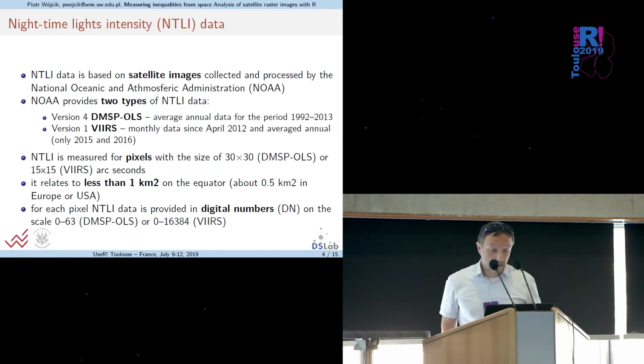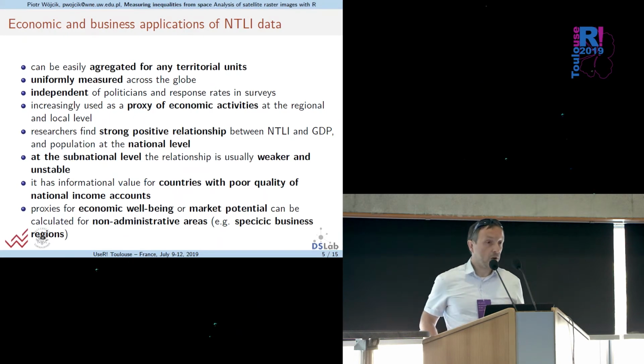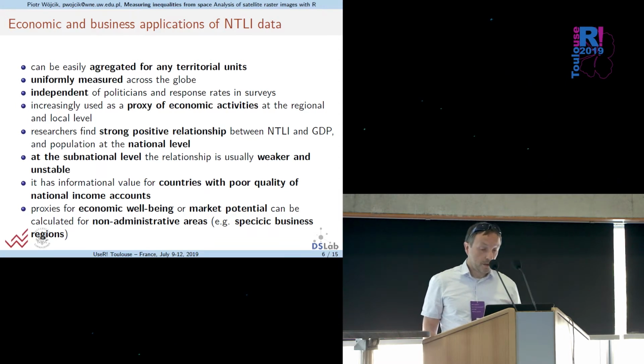Basically, these data are very useful as they are independent of politicians, independent of statistical offices. They are uniformly measured across the whole globe, and they can be easily aggregated to areas which are different from administrative areas where official statistics are not available. That's why they are quite popular proxies for economic activities, but they can also be used in business to measure market potential. And there's a lot of research based on that, which shows a strong relationship between nighttime lights and GDP or population at a national level.